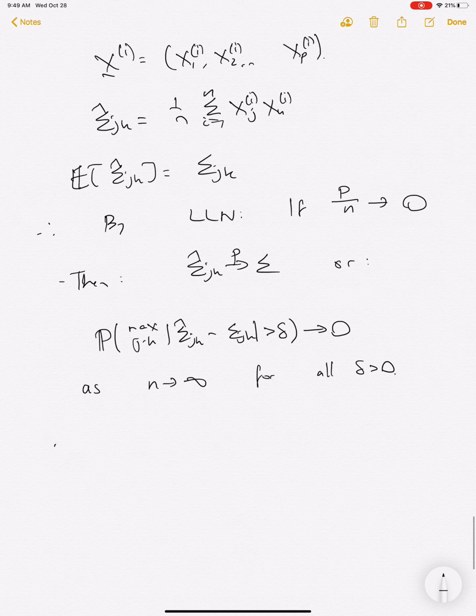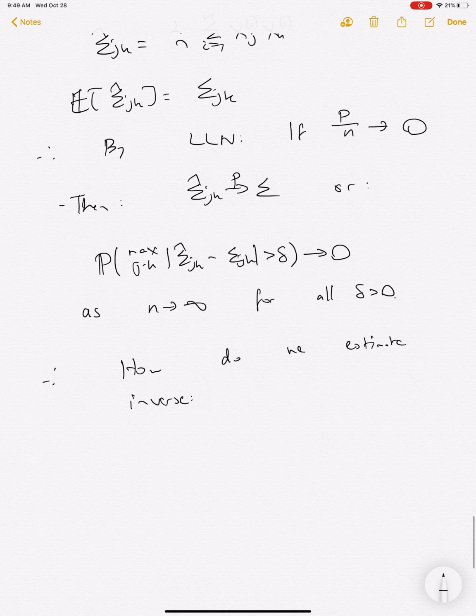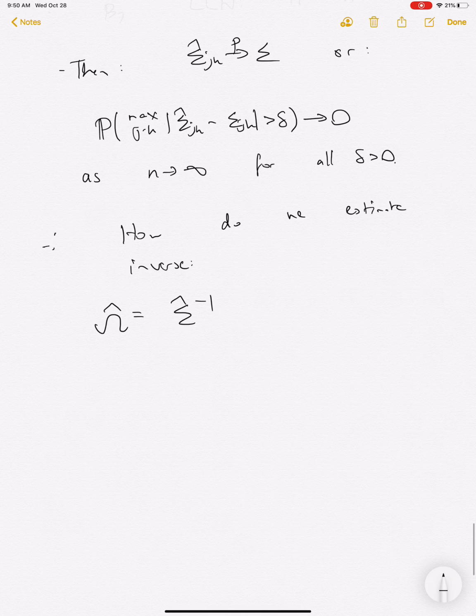So therefore, how do we estimate the inverse? Then we just let the estimate of the inverse be the inverse of the sample covariance matrix. And you can also see that if sigma hat jk converges in probability to sigma jk, then the converse is also true: omega hat jk converges to omega jk.